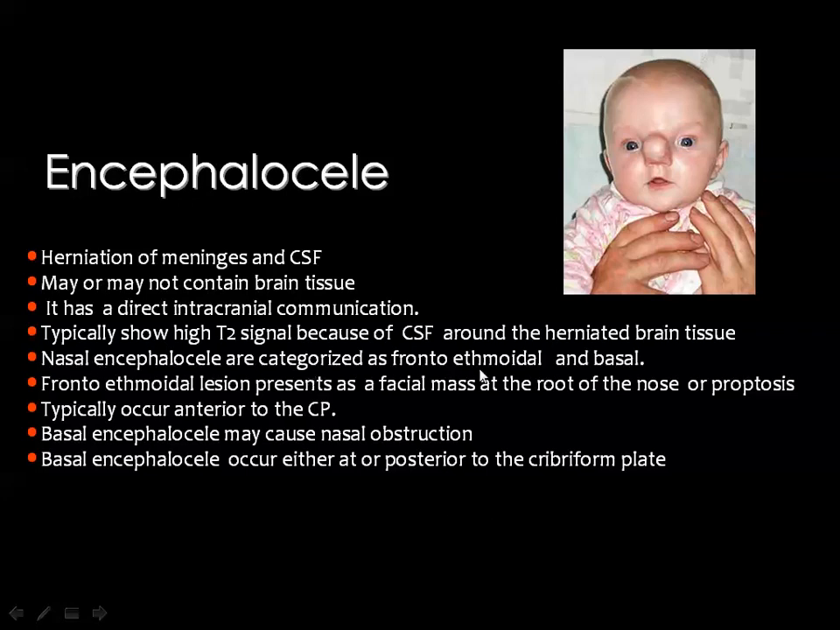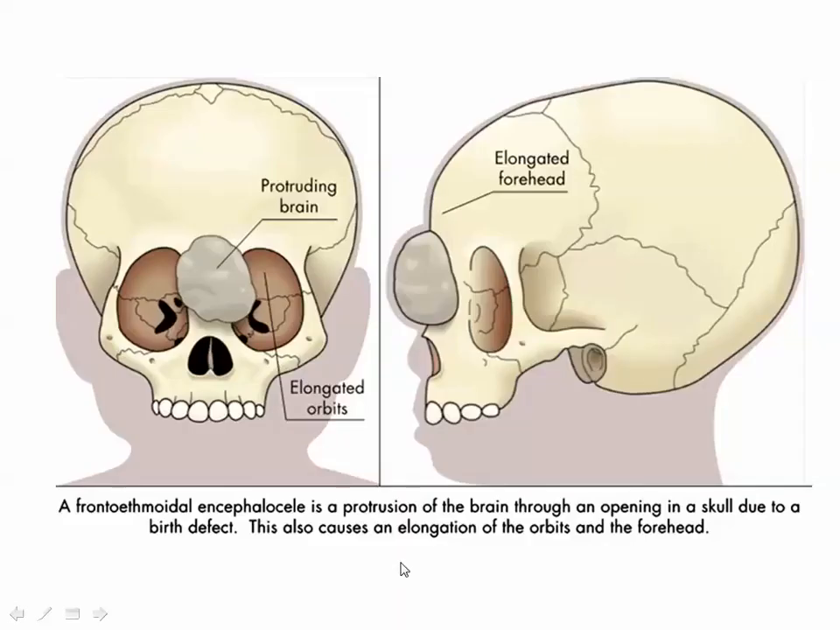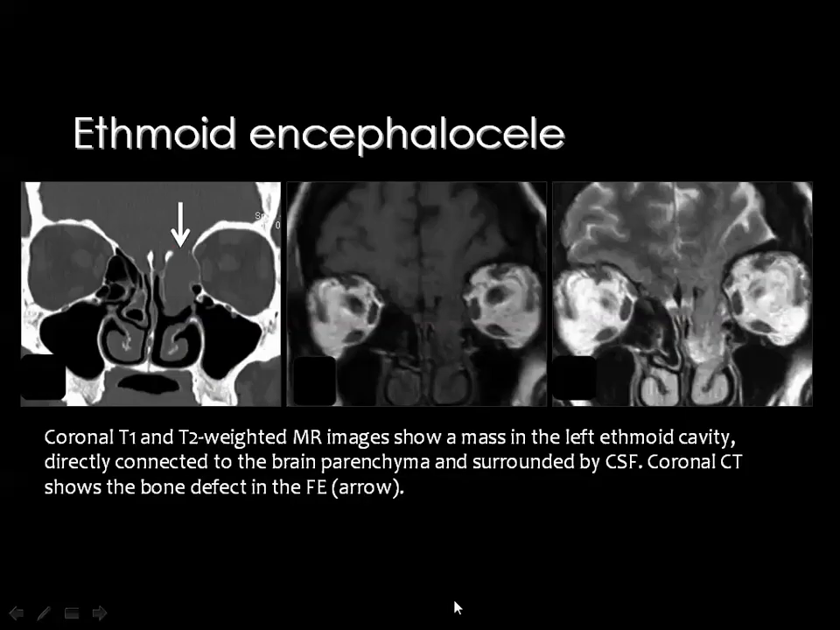Nasal encephaloceles, or encephaloceles in general, are either frontoethmoidal or basal. The frontoethmoidal encephaloceles occur at the root of the nose, and the basal ones occur in or posterior to the cribriform plate of ethmoids. And this is the appearance of a frontoethmoidal encephalocele, which is herniation of the brain tissue through a defect in the anterior part of the cribriform plate of ethmoids.